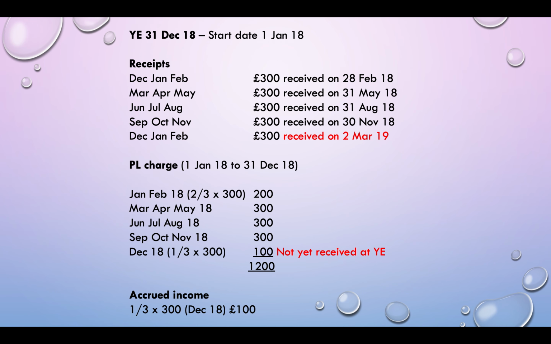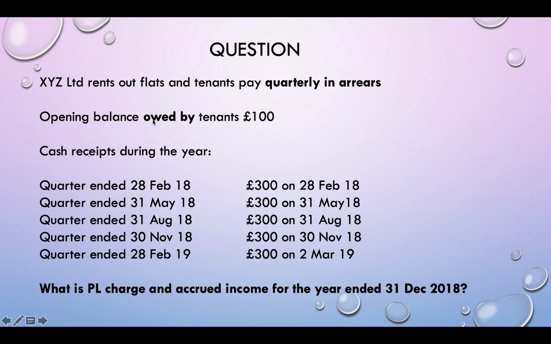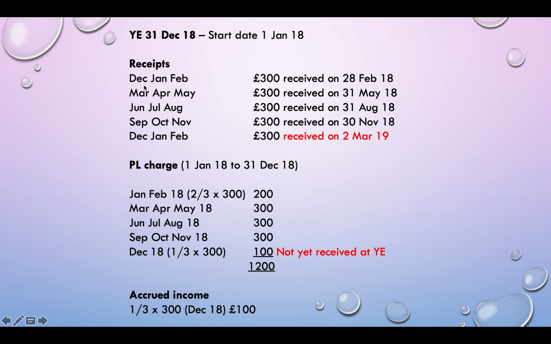When you start the question, it is good that you lay out the information given to you. December 18 is the year end, and therefore the start date would be the 1st of January 18. Receipts. You have several dates here, and for the quarters they relate to, for example, quarter ended 28 February, we are referring to December, January, and February. This works the same for the other quarters, and to note that the last receipt was made after the year end, that is after the 31st of December 18.